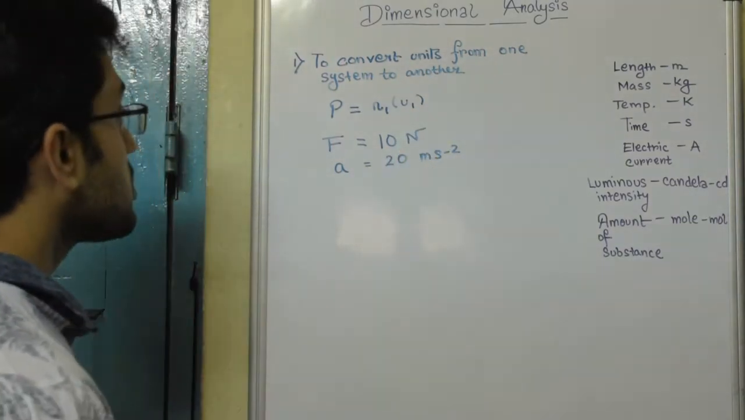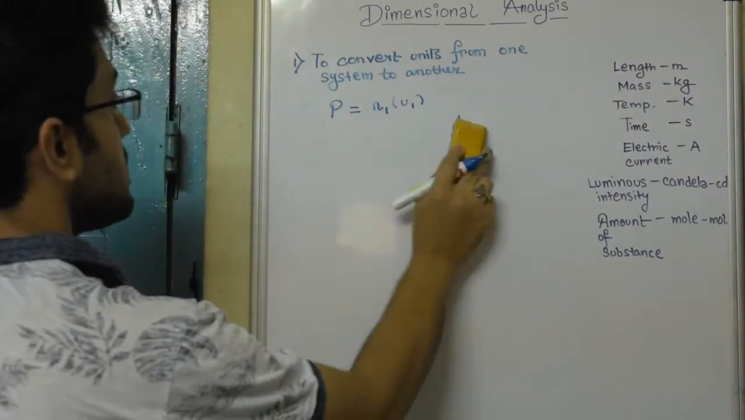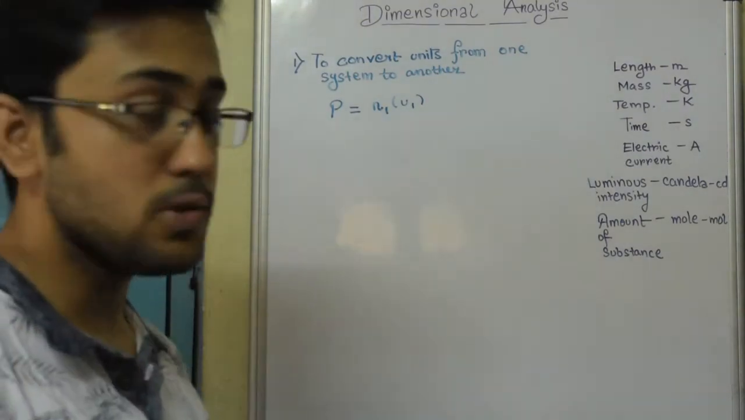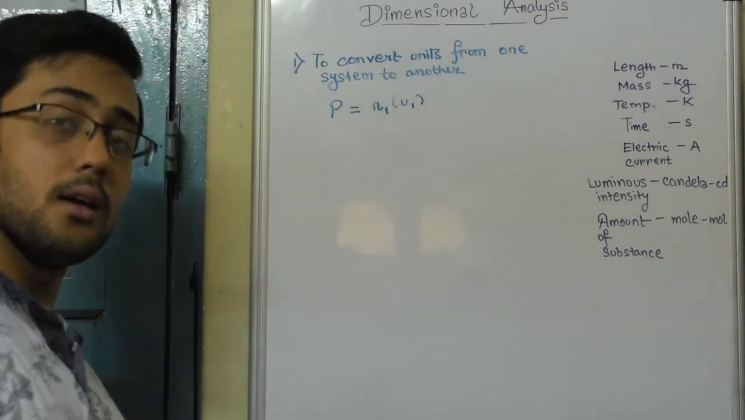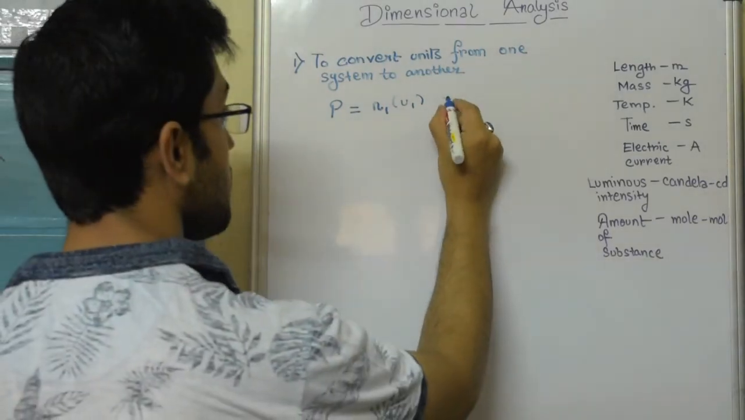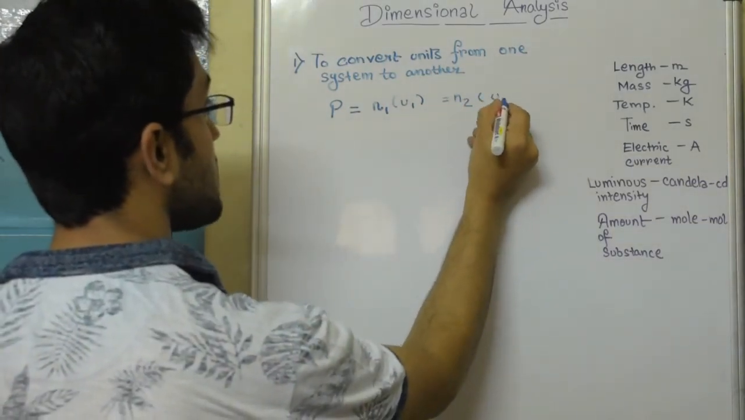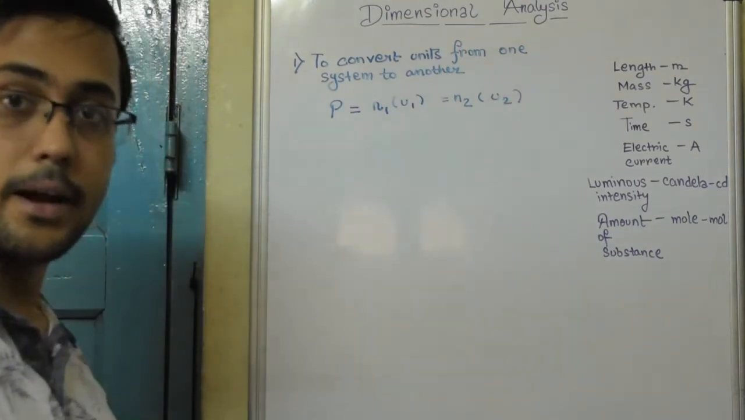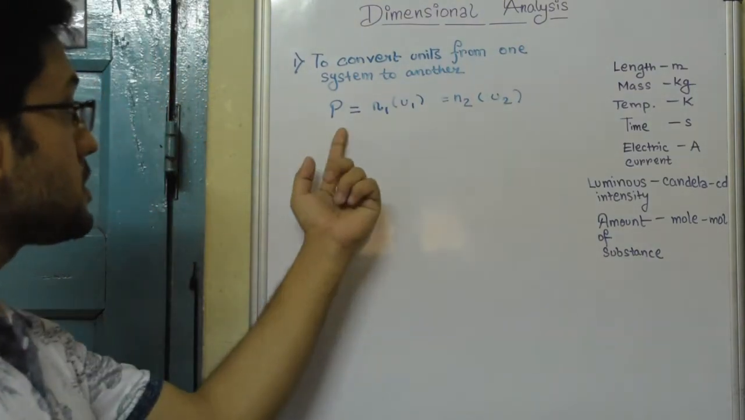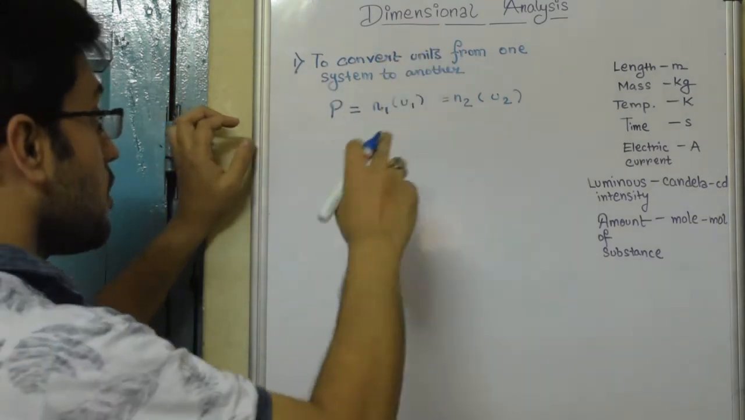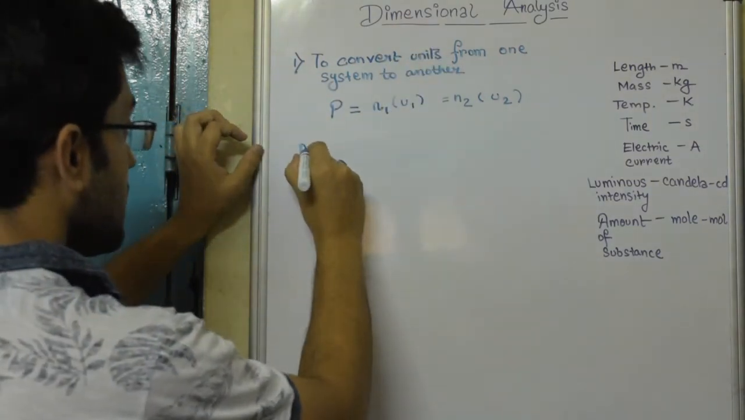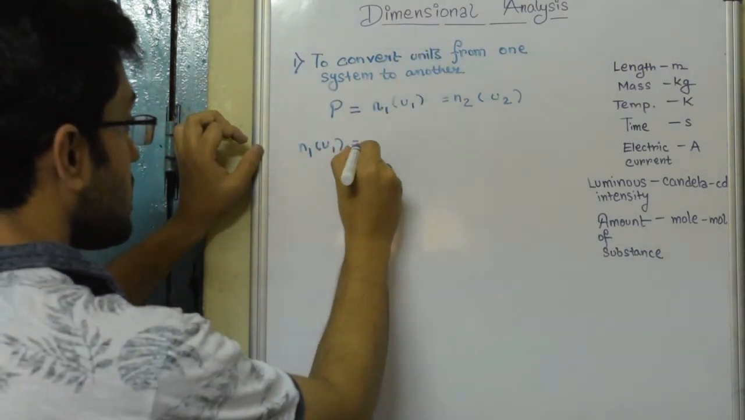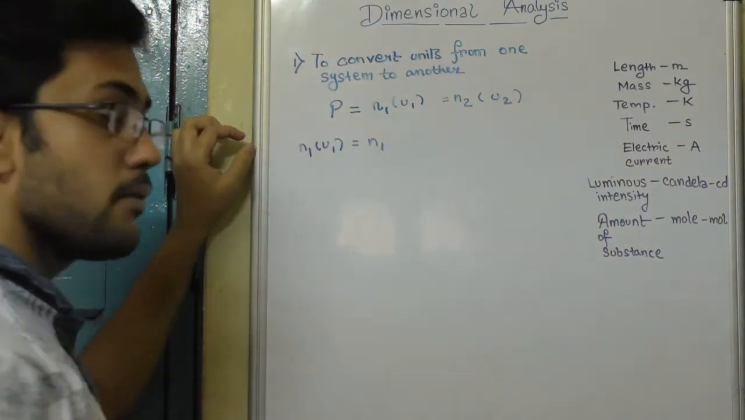So any physical quantity can be expressed as its value, which is the magnitude, multiplied with the unit. In some other system, it can be written as some other value times some other unit. We can easily write that. Now for this physical quantity, for the first case, N1 U1, how can we write it? It is N1, and then U1 was the unit.